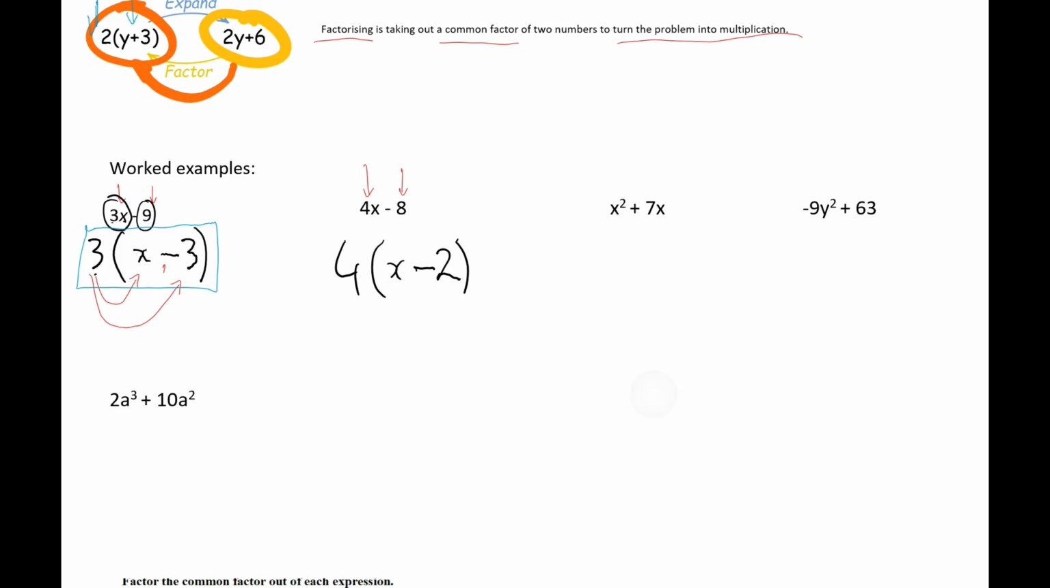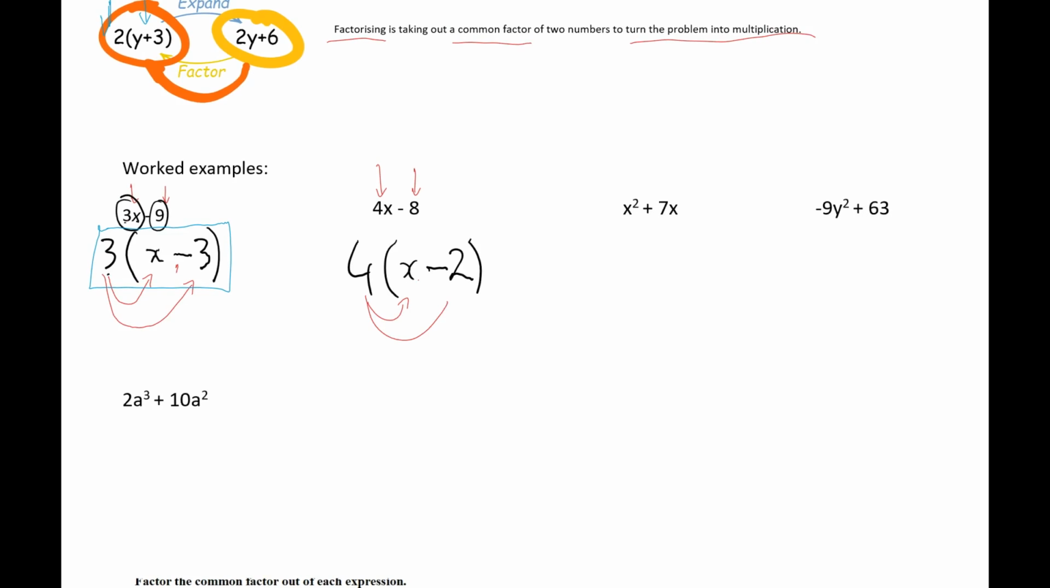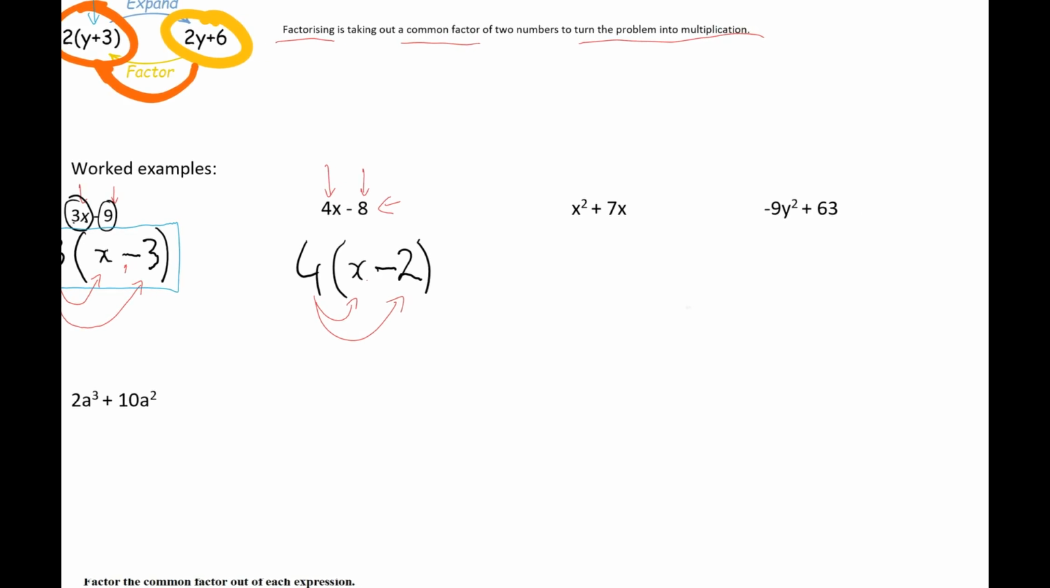Let's test it out. 4 times x is 4x, that's right. Take away 4 times 2 is 8, so that gets us 4x take 8. So our answer for factorising this one is 4 bracket x take 2. Let's take a look at the next one.